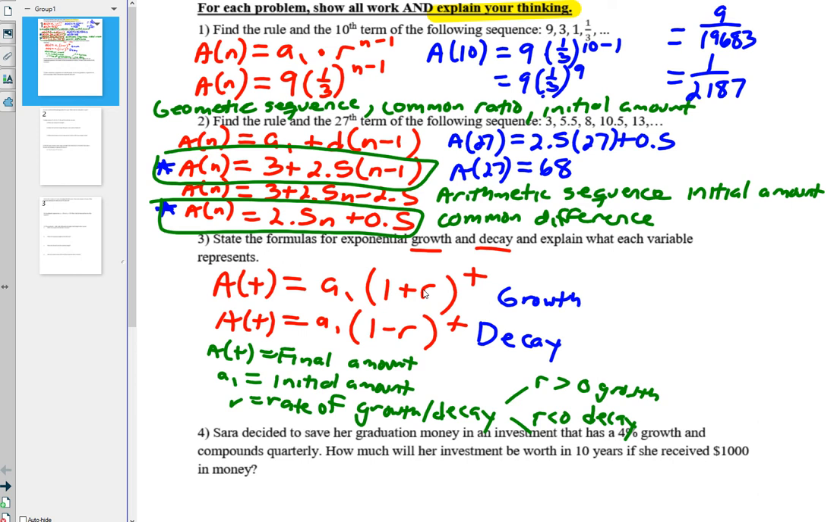Negative rates are decays, positive rates are growths. And then the last thing would be that t is time. Usually measured in years, but not necessarily having to be measured in years. Depends on what you're measuring. Any questions there?